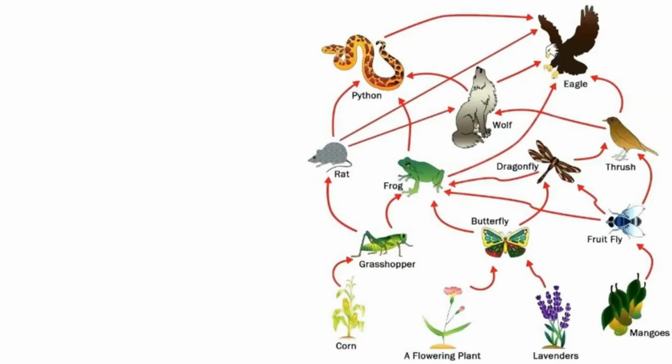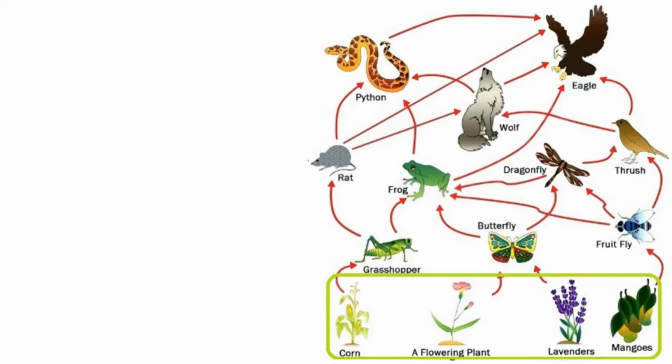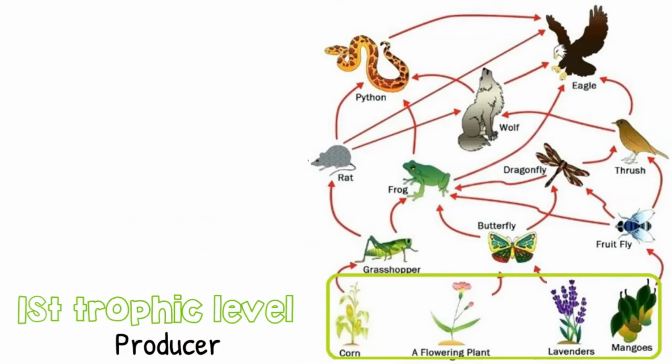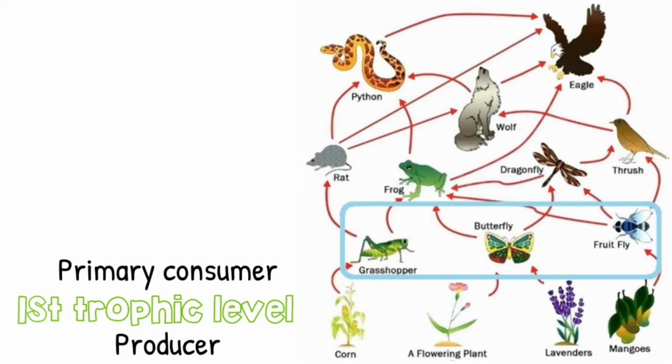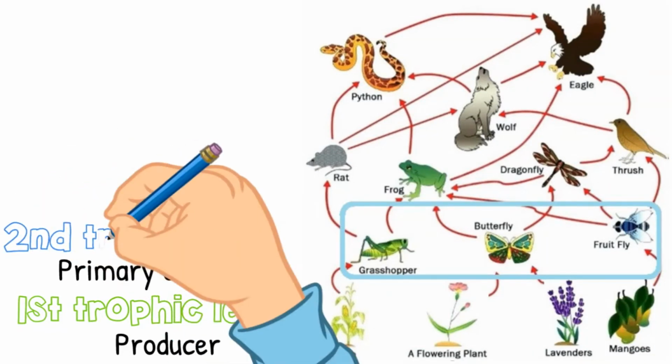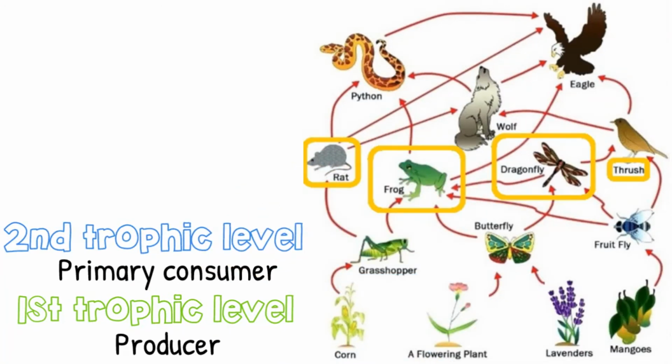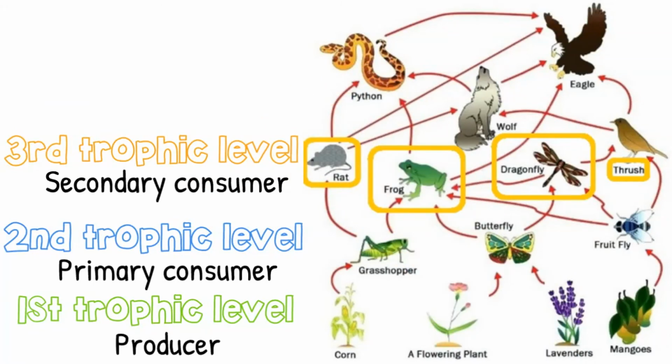In these layers or levels of the food web, there are also things called the trophic level, the level of the energy. So looking at the corn, flowering plant, lavender and mango, these are producers, also called the first trophic level. The grasshopper, butterfly and fruit fly are primary consumers. They occupy the second trophic level. The rat, frog, dragonfly and thrush are secondary consumers. They occupy the third trophic level.